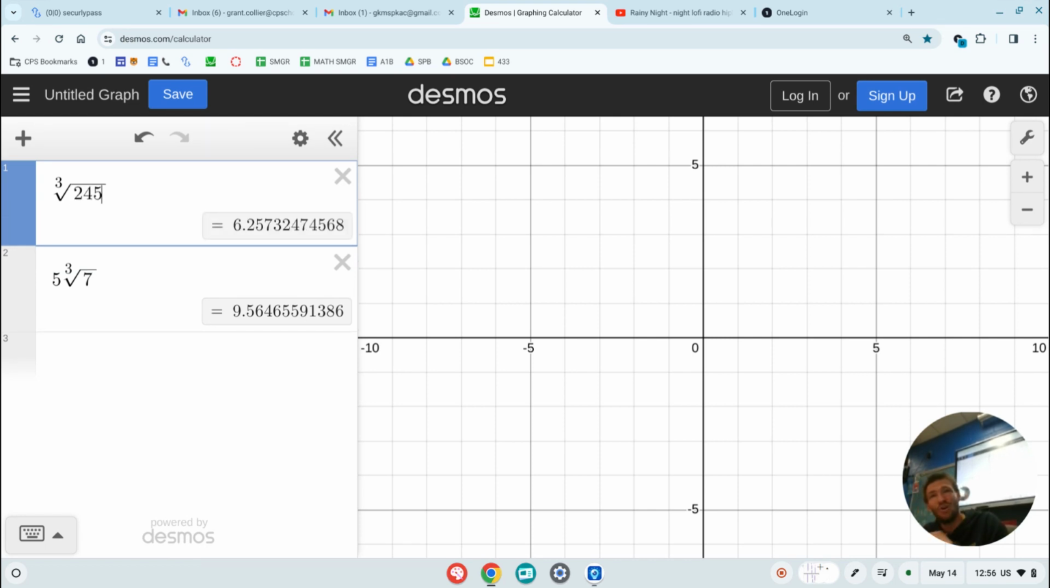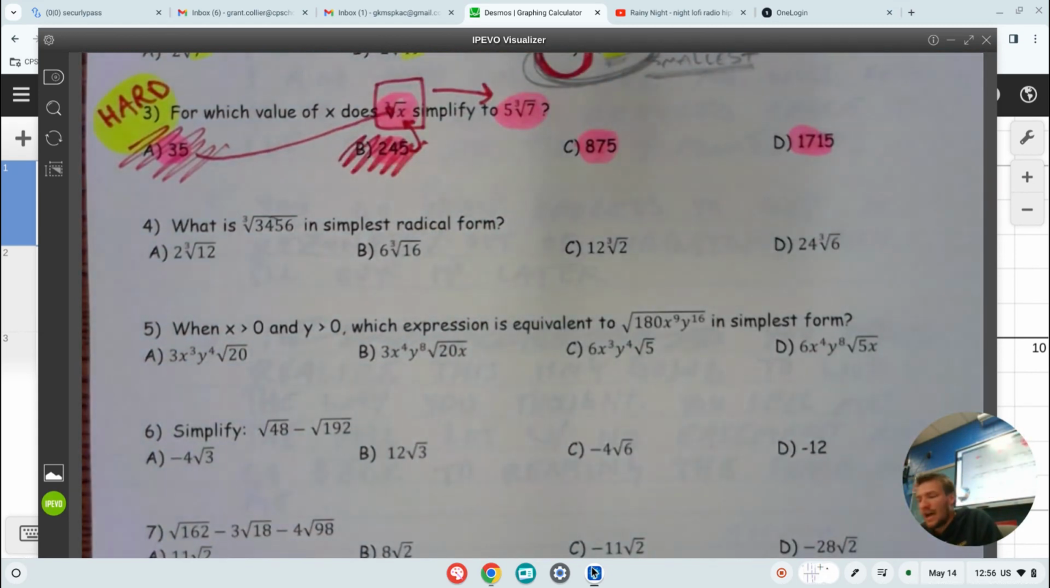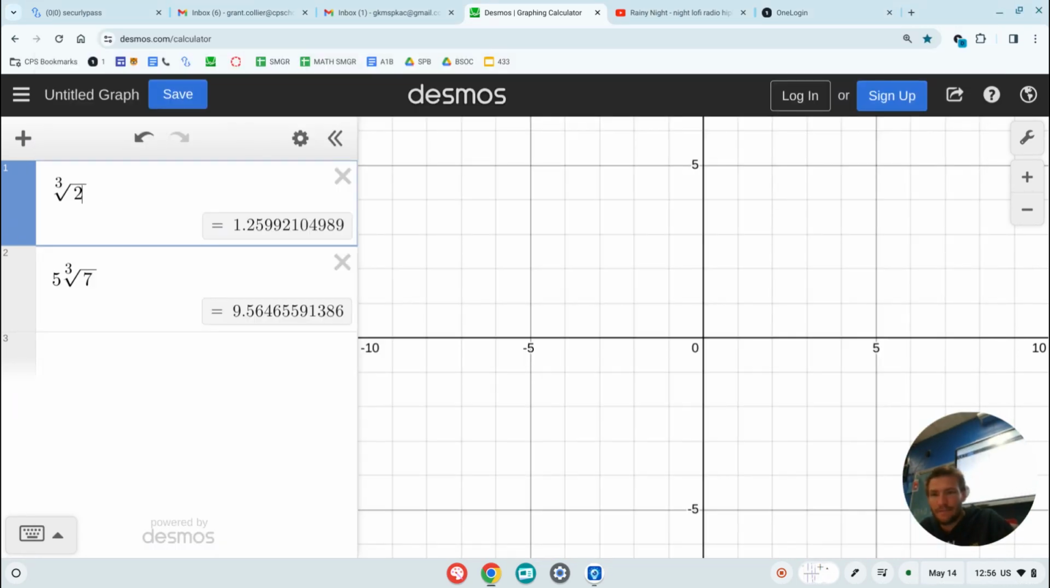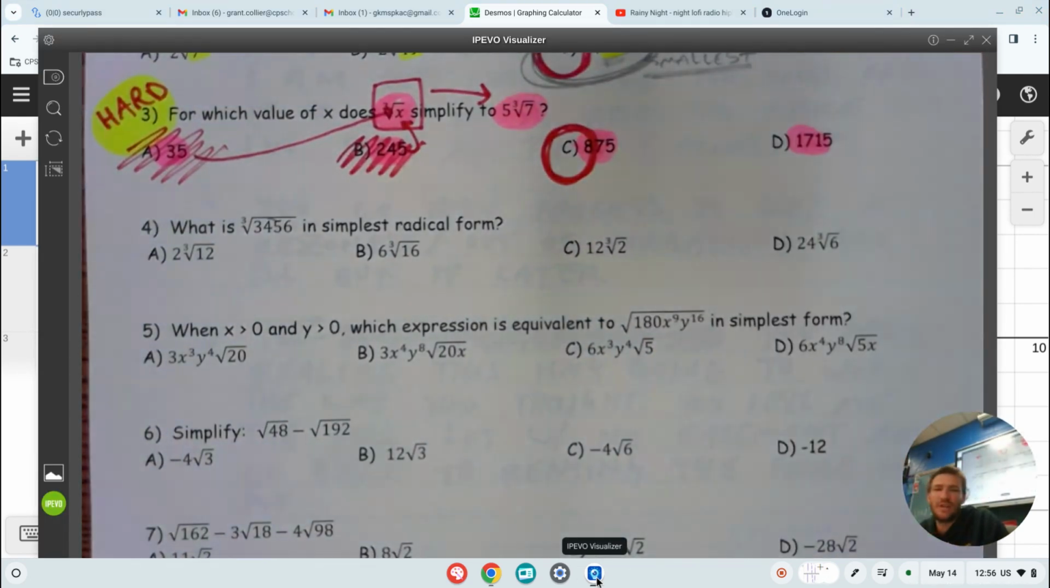And again, I don't think this is good enough. 6.25, that's not working for me. So I'm going to go back. B is a fail. Now I'm going to try C, which is 875. Backspace, backspace, backspace, 875. And there I'm getting the correct answer. And so C is the answer to question number 3.